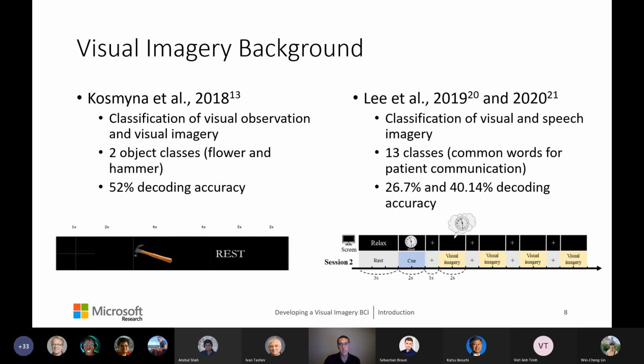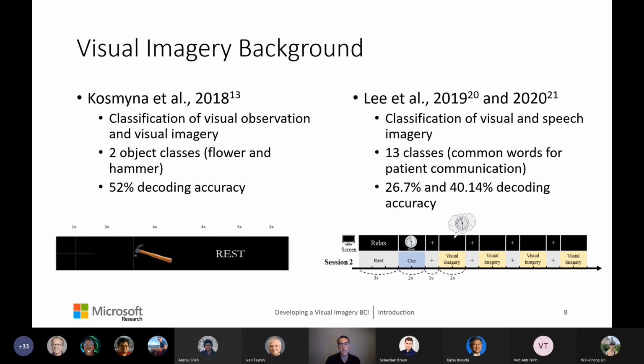In another study by Lee et al. in 2019 and repeated in 2020, they were trying to perform classification of visual and speech imagery, and they had 13 classes of common words for patient communication. So these could be things like bathroom, water, ambulance, or more abstract concepts like help or yes.